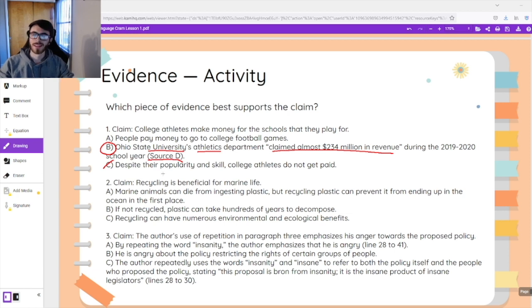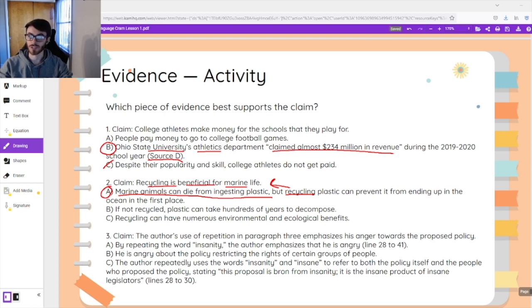Okay. So A is the best evidence here. Our claim is that recycling is beneficial for marine life. A talks about how recycling can prevent plastic from ending up in the ocean. And the reason that is relevant is because marine animals can die from ingesting plastic, right? It is a specific way that recycling is beneficial for marine life. So that makes it strong evidence.